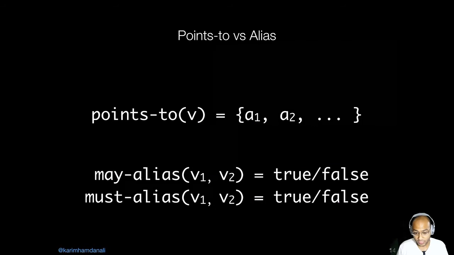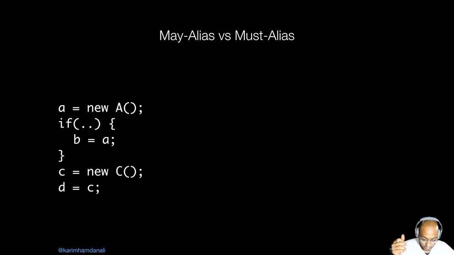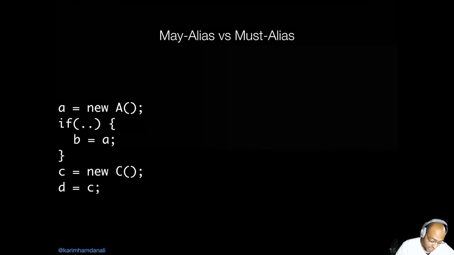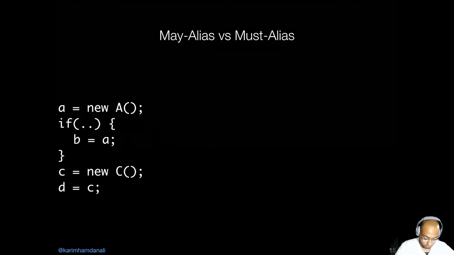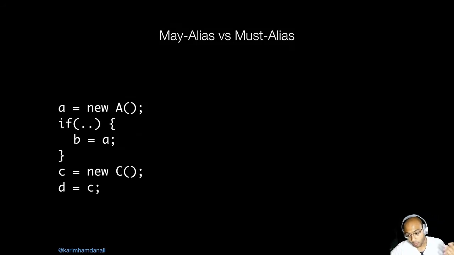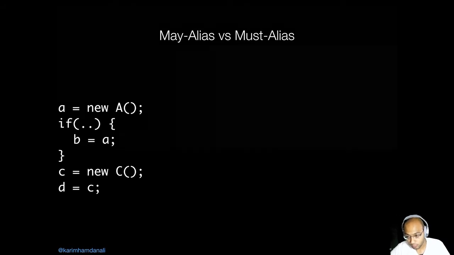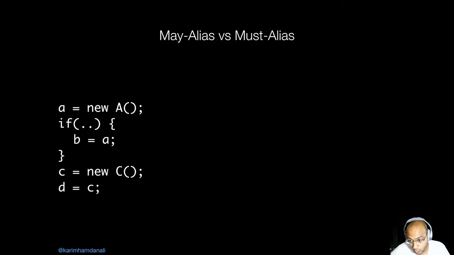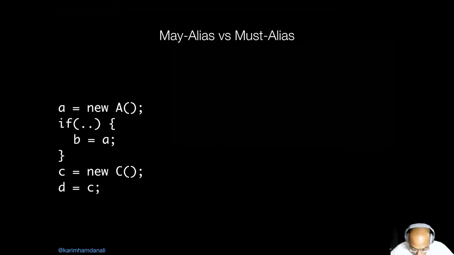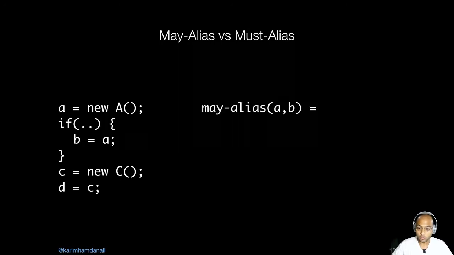All right, so now we know the difference between may and must. So let's actually have an example here. In this example, I'm showing a piece of code on the left-hand side, constructing an object of type A. Then we have an if condition, and if that condition is true, we're going to assign A to B. Outside the if condition, meaning otherwise, we're going to assign a new object C to the variable C, and then we're going to assign C to D, right? And we're going to have a few questions, and I would like you to think about each one of those questions and try to answer it. You're welcome to ask me questions as well if you want to clarify anything, and we're going to do that on the Zoom chat. So the first question is, may alias A and B, is that true or false?